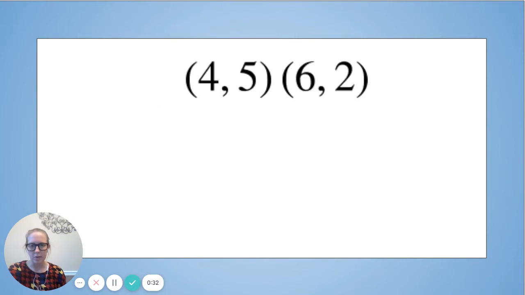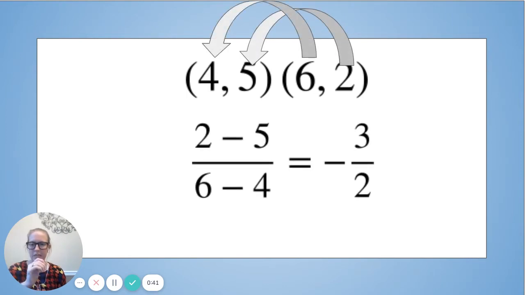So let's look at an example. 4, 5, 6, 2. So I would say 2 minus 5 over 6 minus 4. If I did that, I would get negative 3 over 2. And you'll notice that the negative sign is in front of my fraction here.